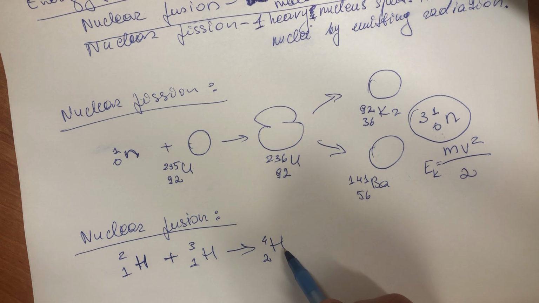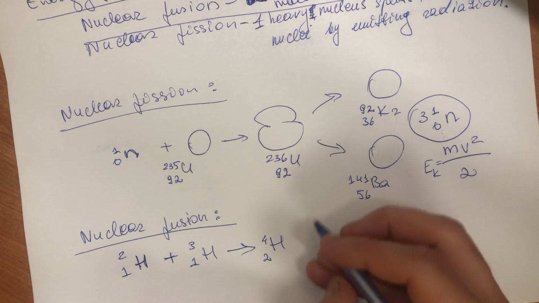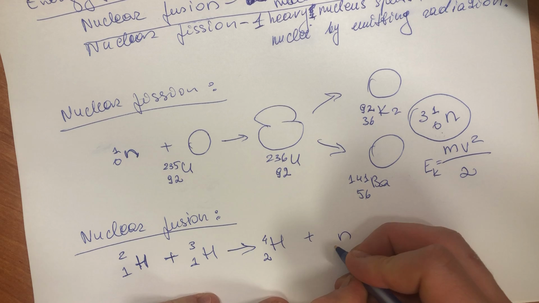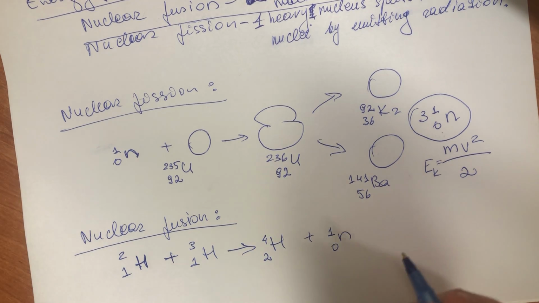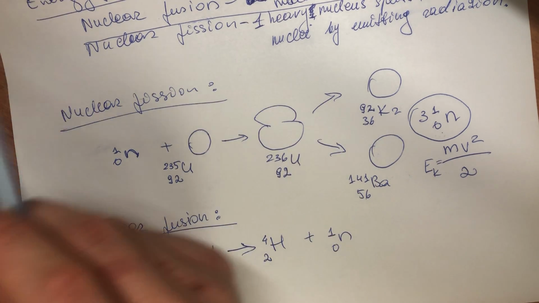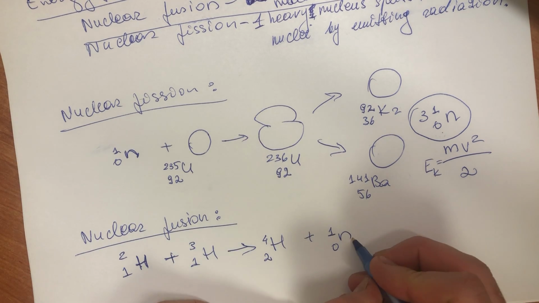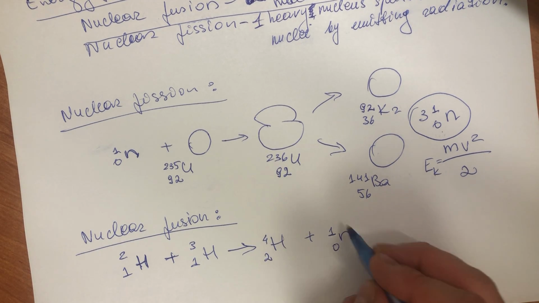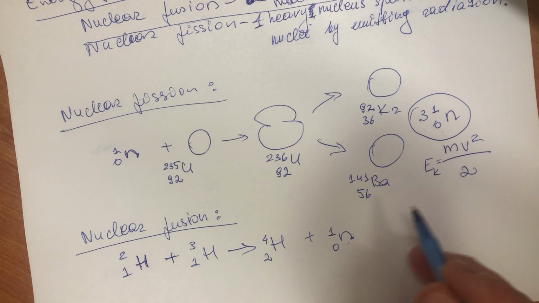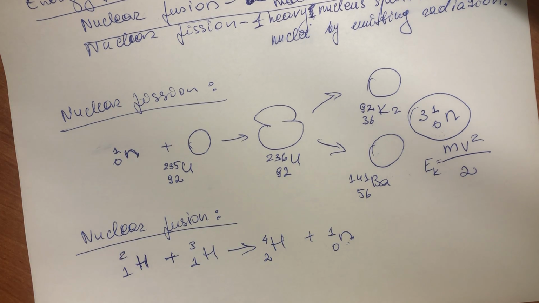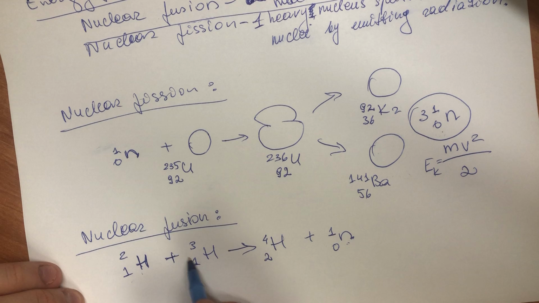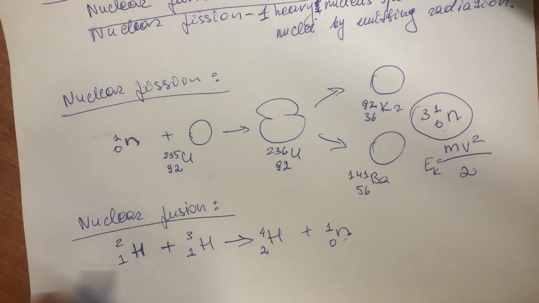we get helium, which has 2 protons and 2 neutrons, so it means that 1 neutron is lost. During nuclear fusion, you can predict that the energy is released in the form of kinetic energy of this neutron. Nuclear fusion is the energy source for all stars, but for this, the nuclei have to collide at very high speed.